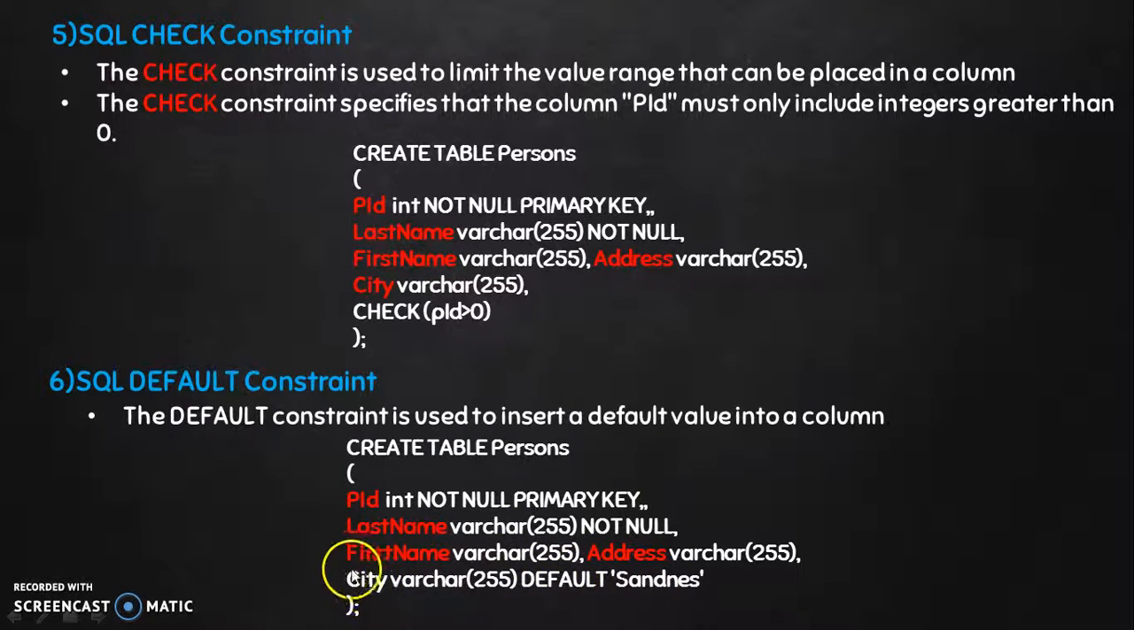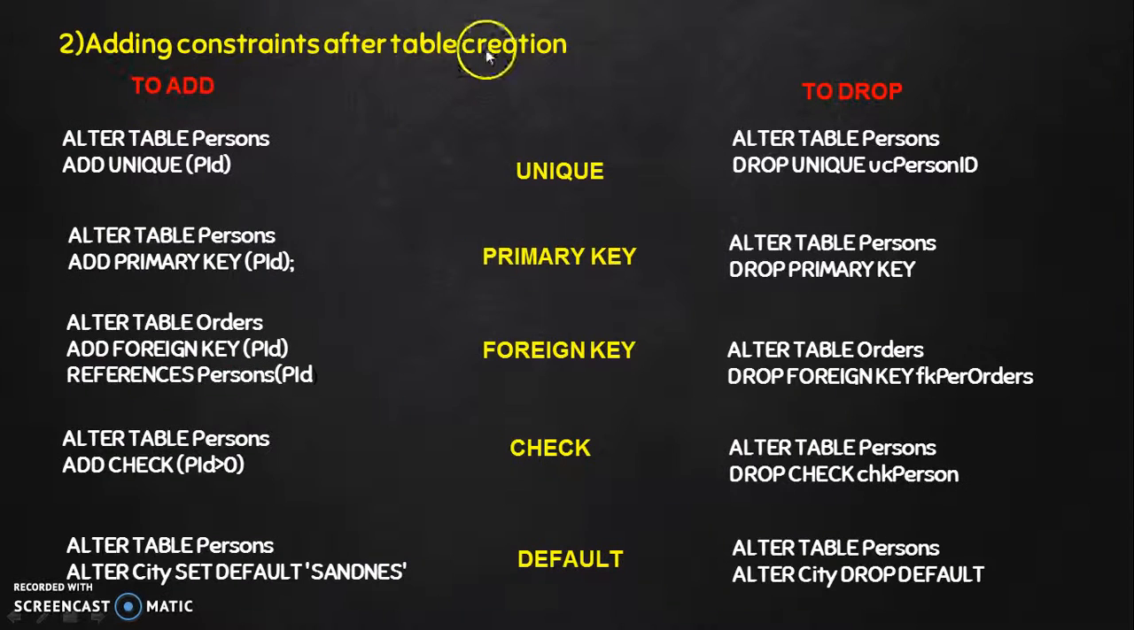For example, if I forgot to mention the value of the CT attribute, by default it will be inserted with the value sadness. We can also add this constraint after the table creation. In order to add a constraint to a table or an attribute, we have to use an alter statement along with add constraint.